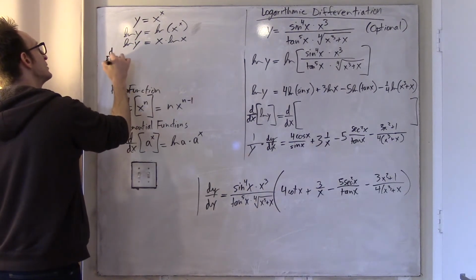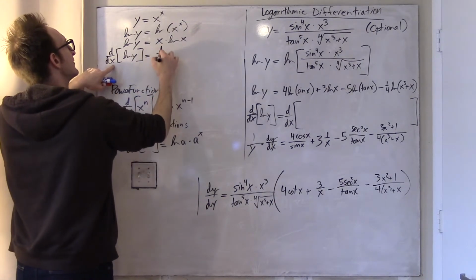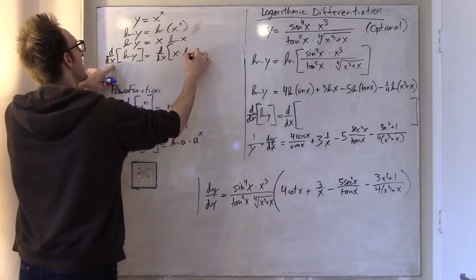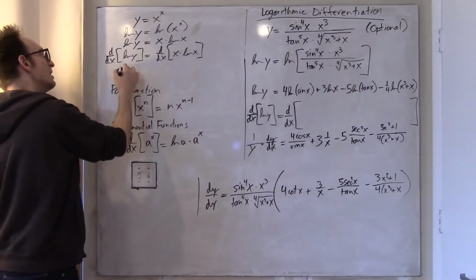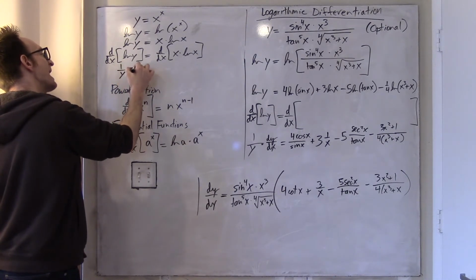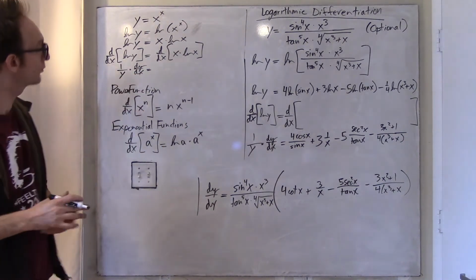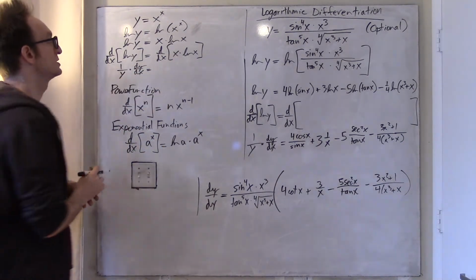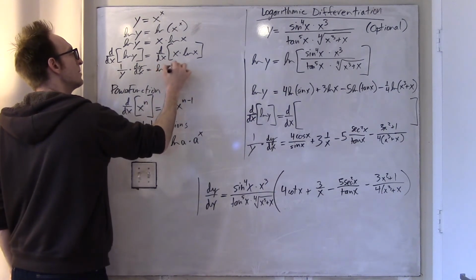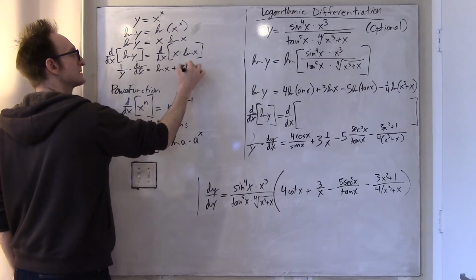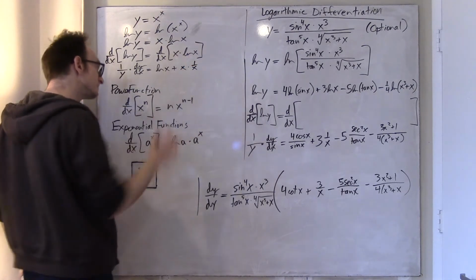So here I'm going to take the derivative with respect to x of ln y, and here I'm going to take the derivative with respect to x of x ln x. Okay, what is the derivative with respect to x of ln y? Answer, 1 over y times dy dx. And what about the derivative over here on the right? Well, now I have to use the product rule. So it's the derivative of the first, which is 1, times the second, plus the first, x, times the derivative of the second. And the derivative of ln x is 1 over x.